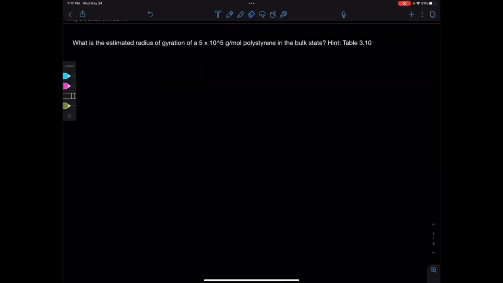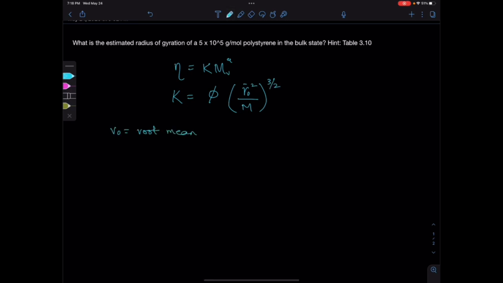What is the estimated radius of gyration of a 5 times 10 to the power 5 grams per mole polystyrene in the bulk state? From the Mark-Houwink equation, we know that eta equals K M to the power a. K is given as phi r0 squared over M to the power 3 by 2, where r0 is the root mean squared end-to-end distance of the unperturbed coil.